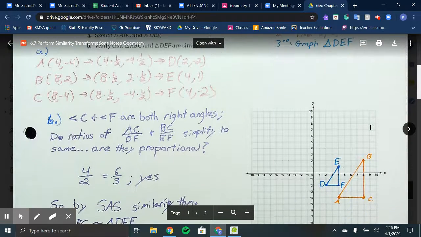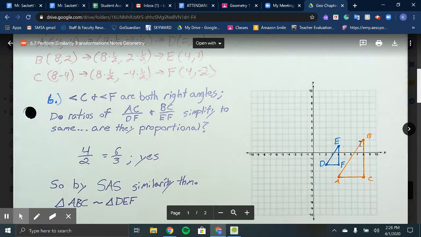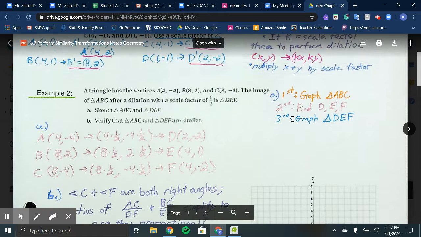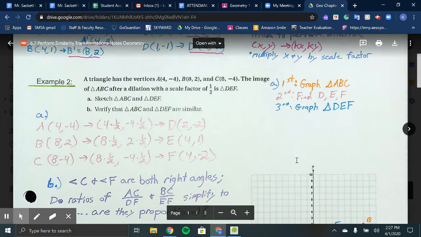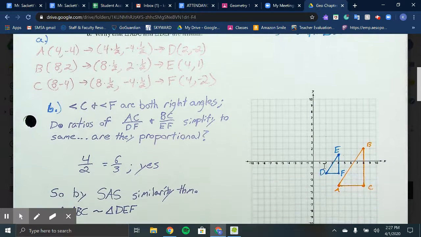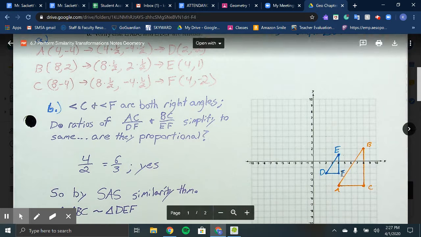If we look down here at the graph, I just took the coordinates A, B, and C and placed them on the graph. The second part was to find D, E, and F. You can see the math right here under A. Our scale factor is 1/2, so I'm taking each coordinate and multiplying the x and the y by 1/2 to get our new coordinates D, E, and F. Once you have D, E, F, the third part of part A, come down here and graph D, E, F.